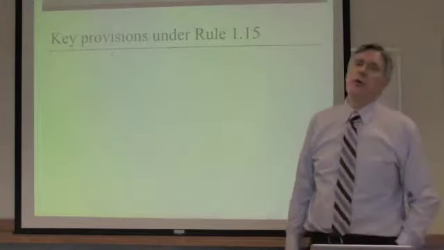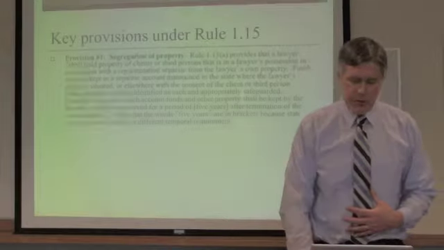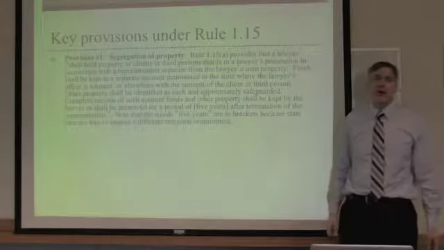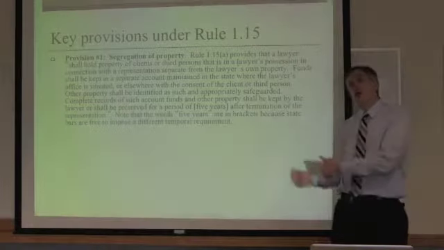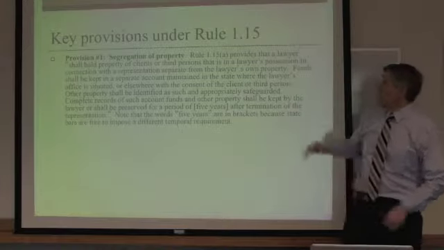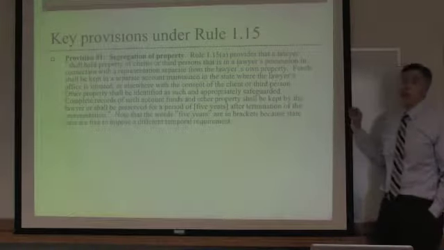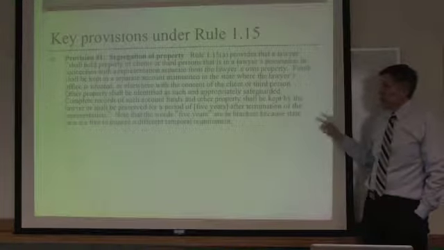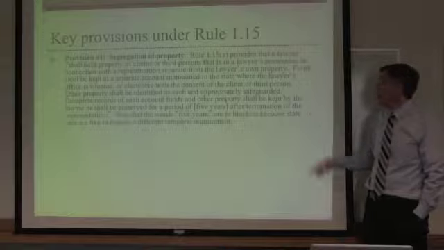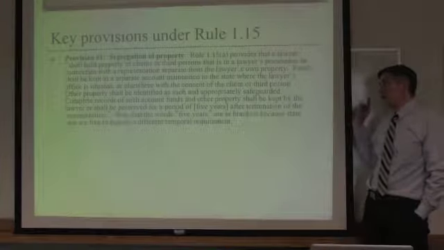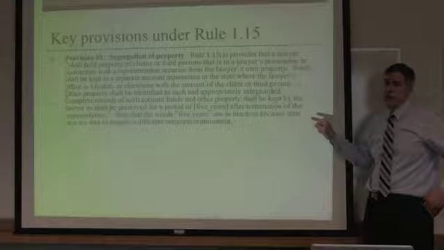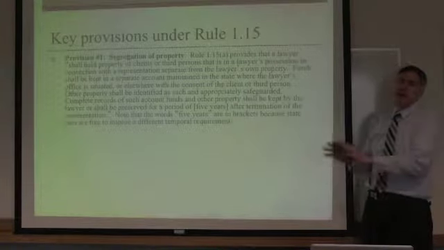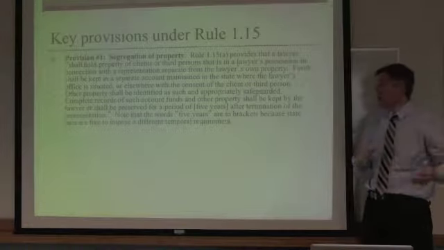Let's go through the actual language of the rule. If you look at 1.15 closely, you will see that the major provision we'll focus on here is just segregation of client funds and other property. A lawyer shall hold property of clients or third persons that is in a lawyer's possession in connection with the representation, separate from the lawyer's own property. Funds shall be kept in a separate account, not one per person, but certainly one that is separate, even if it combines many clients' funds from the lawyer's funds, right?